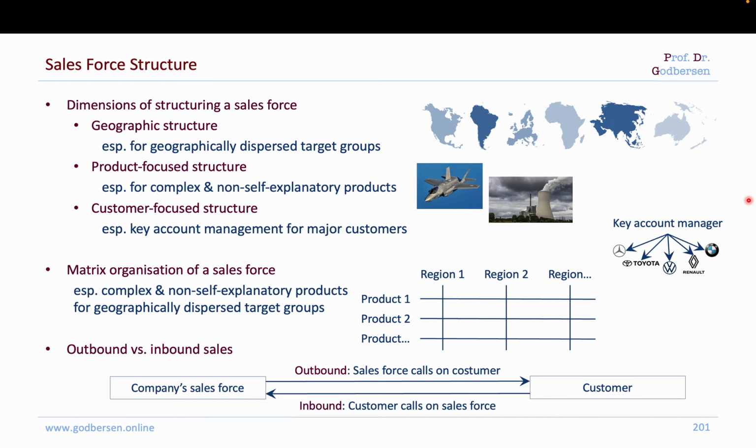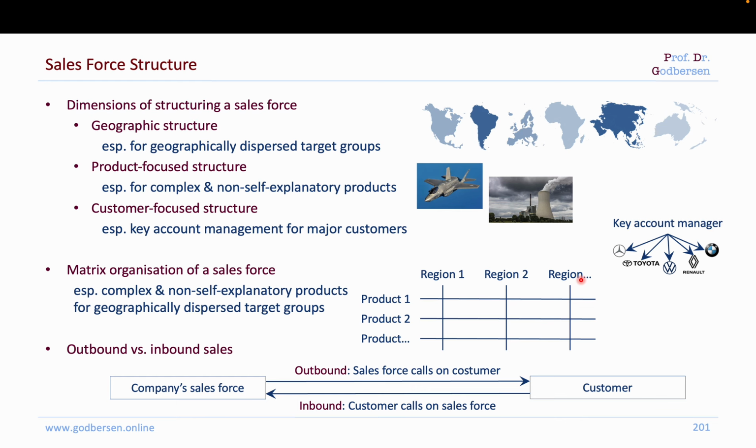However, the larger a company gets, you normally do not find a clear-cut geographic, product focus, or customer focus structure. What you quite often find, and more often than not, is a matrix organization of your sales force. That is, if you have complex, non-self-explanatory products and your target group is geographically dispersed, like being active all over the world, then you have a manager and a team responsible for the products, and a manager with his team responsible for the regions.